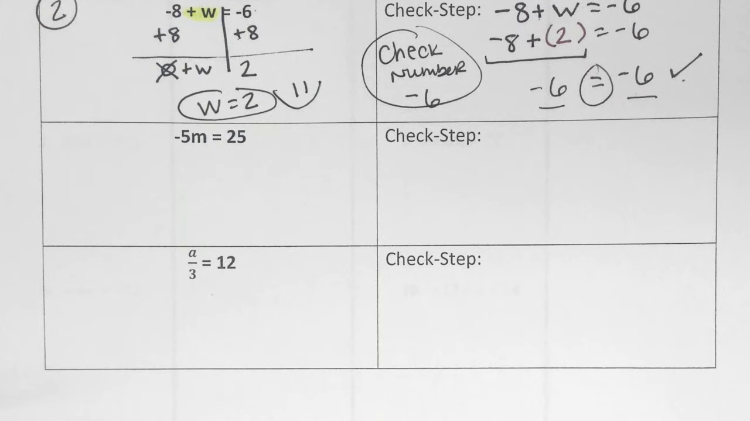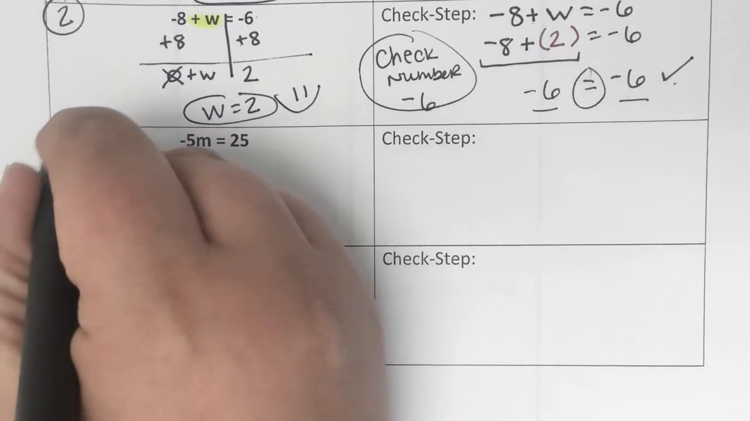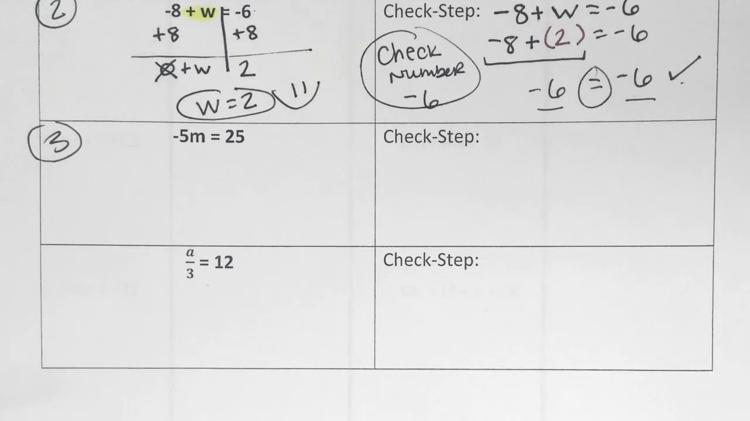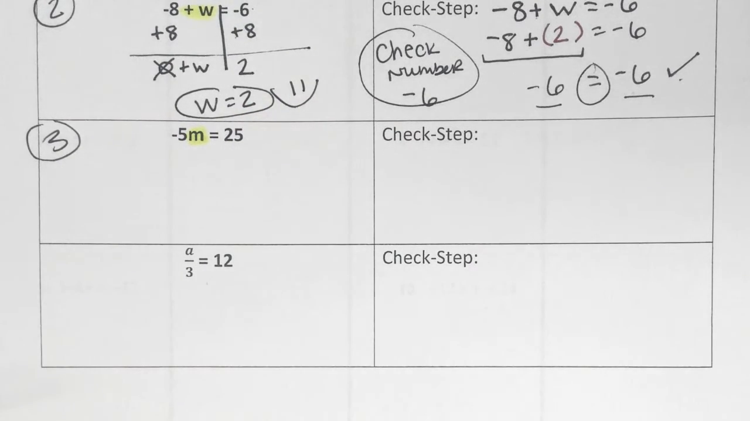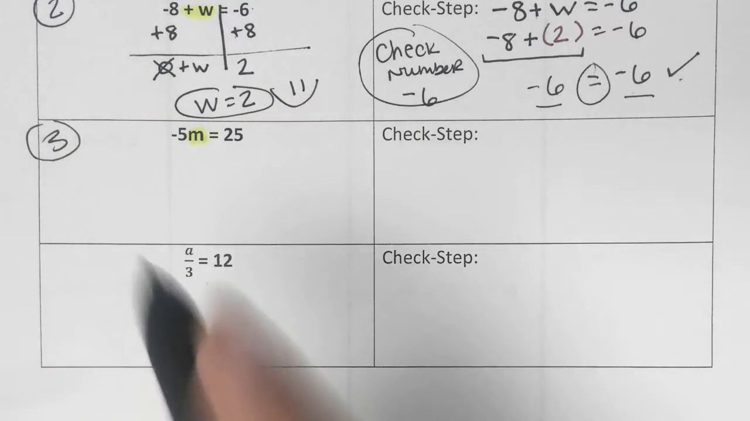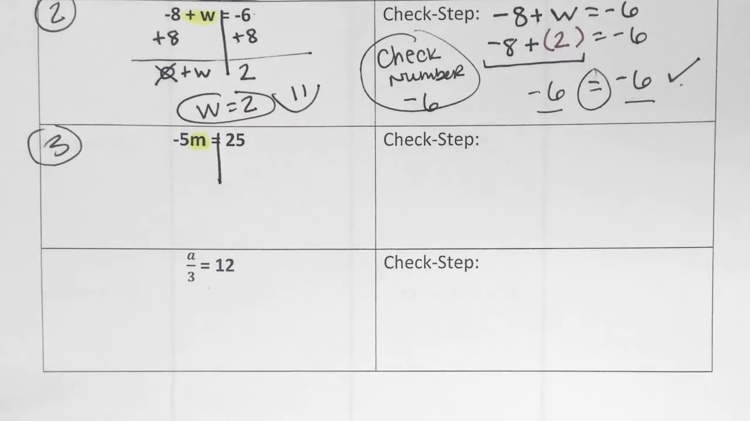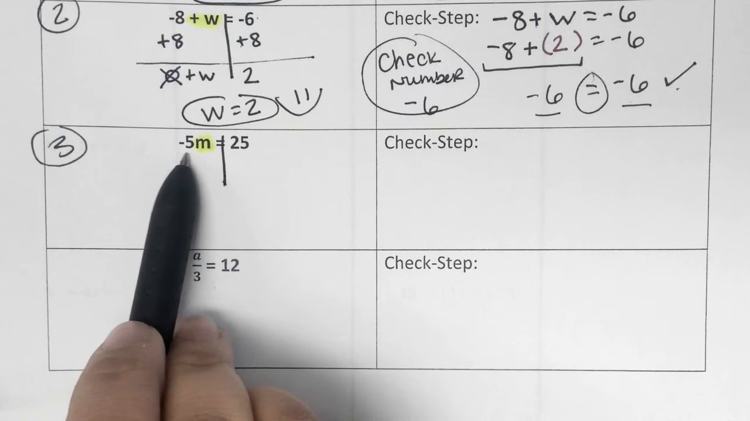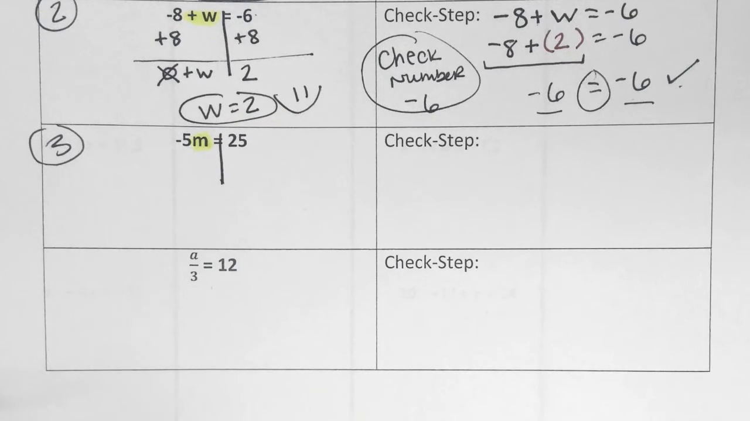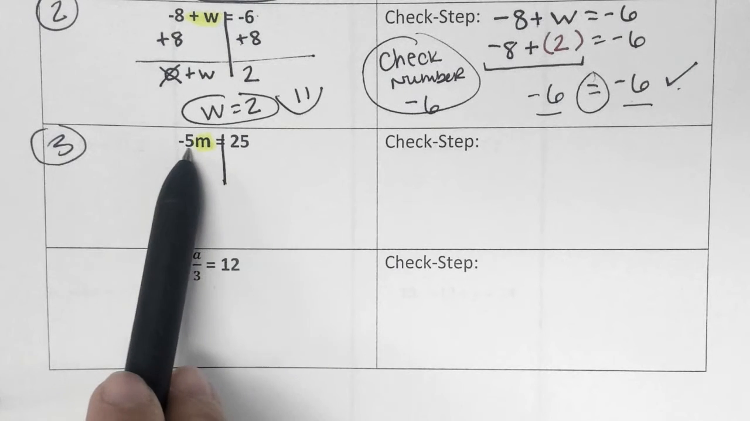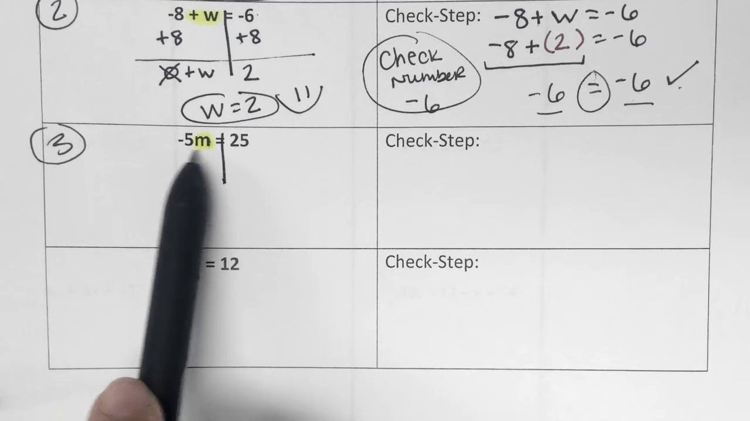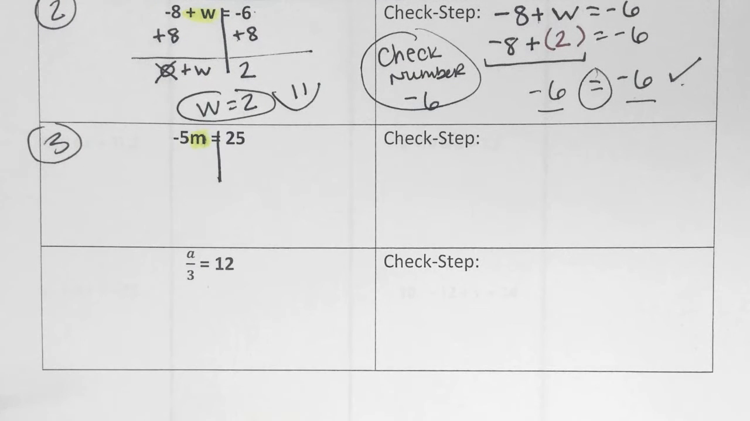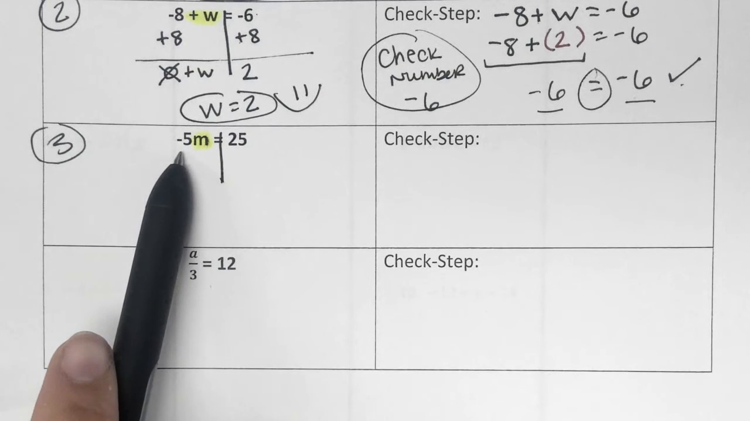Looking at number 3, here's my variable. The variable is M. And I'll draw a line down the middle of my equation. -5 is right next to M. There's nothing that separates them. -5 is the coefficient because this is all one term. -5 is the coefficient, so I'm using multiplication or division to get rid of it.